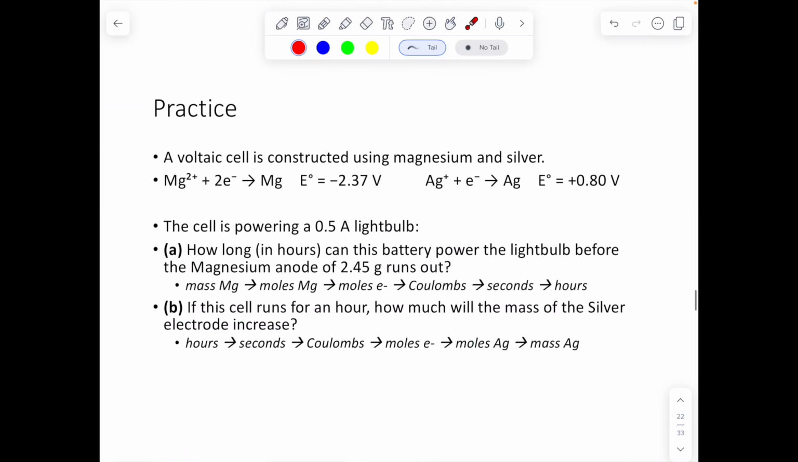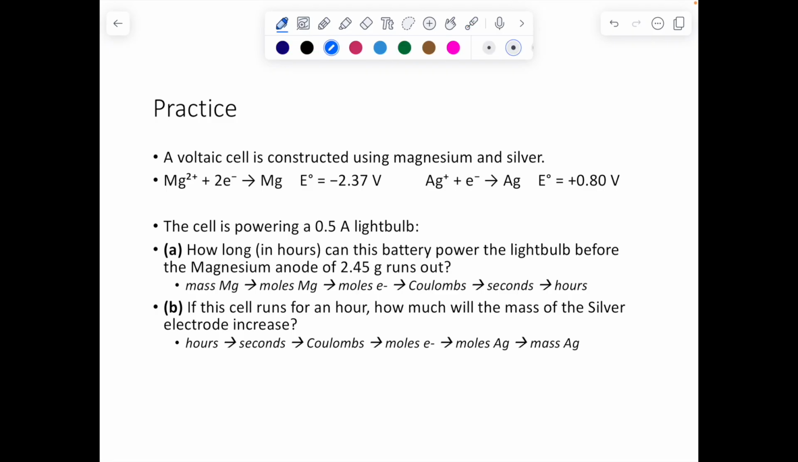So here we have a practice problem. A voltaic cell, so voltaic, we know that it is spontaneous, constructed using magnesium and silver. So we looked at this one earlier. These are the reduction potentials. The cell is powering a 0.5 amp light bulb. How long in hours can this battery power the light bulb before the magnesium anode of 2.45 grams runs out?